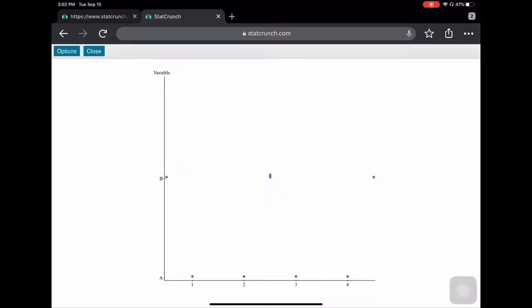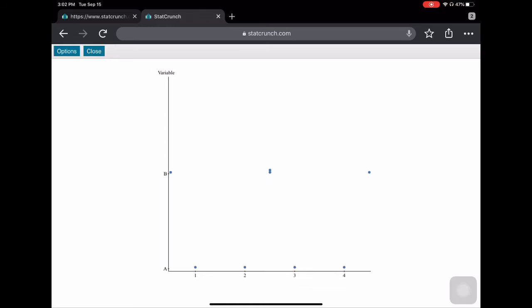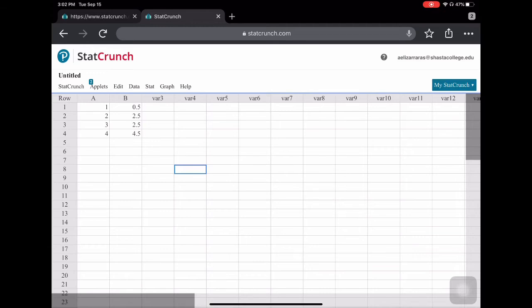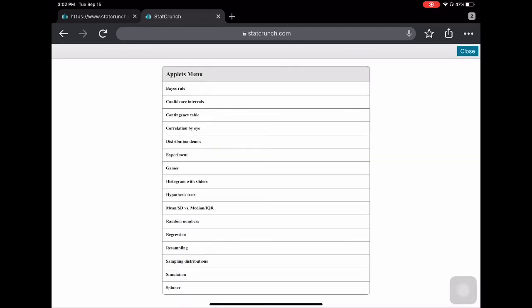at the very bottom. Okay. At the top, you can see B has a dot at 0.5, a dot at 4.5, and then 2 at 2.5. Notice our axis doesn't actually go all the way down to 0. And A, the data set, is 1, 2, 3, and 4.